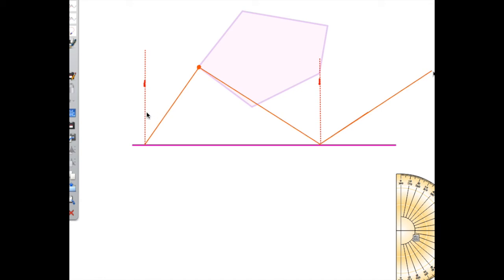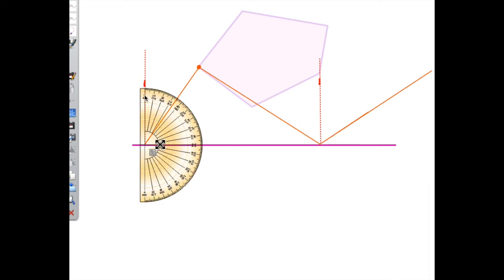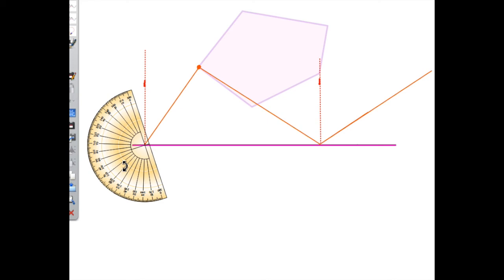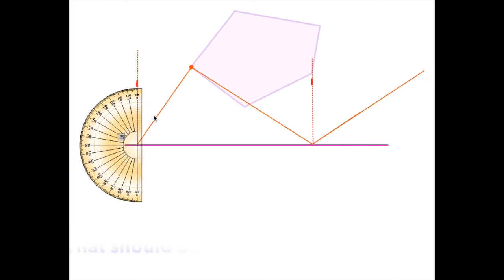I'm ready to do this one. I'll measure this angle of incidence. And then on the other side of the normal, I'll do the same angle. There, so this looks like this is my 0, 10, 20, 30, maybe 34 degrees on this side of the normal. So now I'll go 34 on this side. 10, 20, 30, 34 degrees over here.